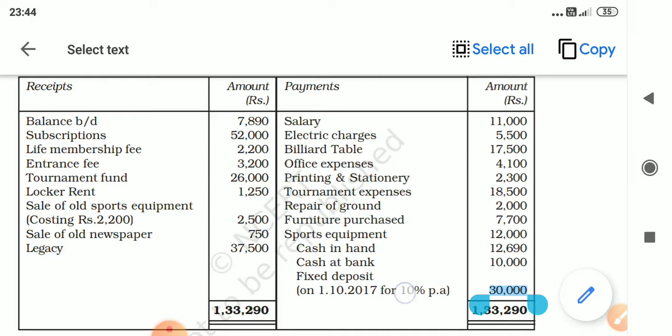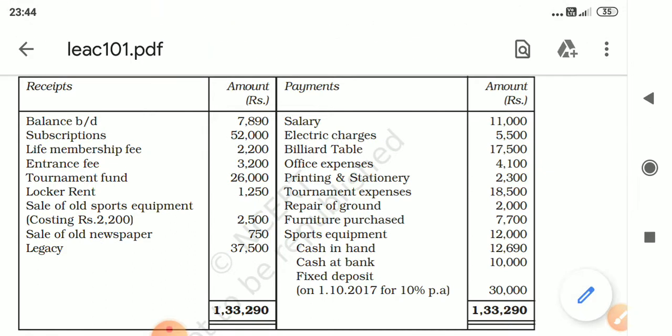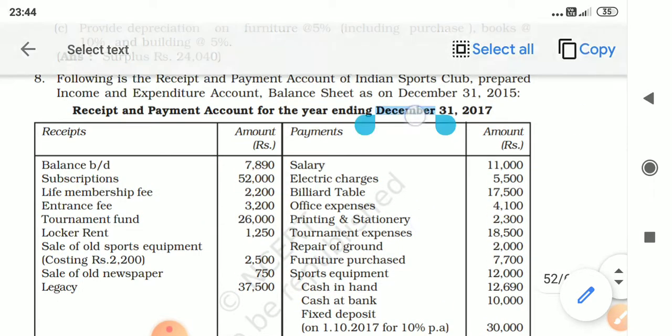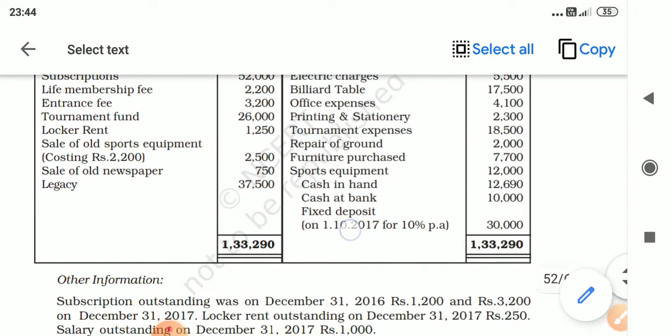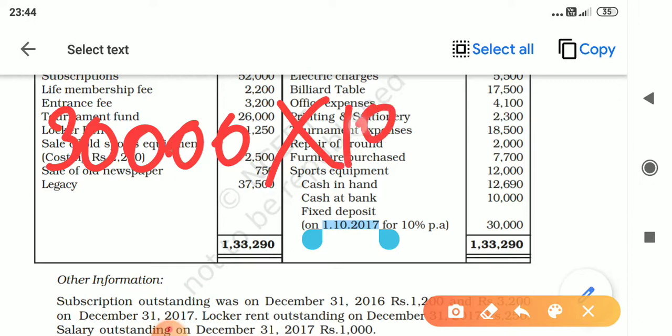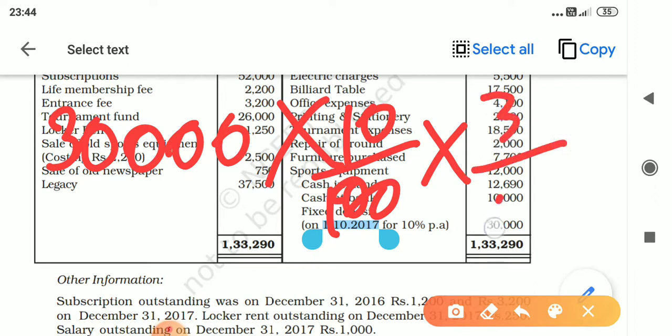However, we have to calculate interest. Now nothing is mentioned about interest, which means interest is accrued. We have to receive it, we did not receive. Okay. So the accounts are closed in December. So from October to December we have to calculate interest. 30,000 into 10 by 100 into October, November, December, 3 by 12.